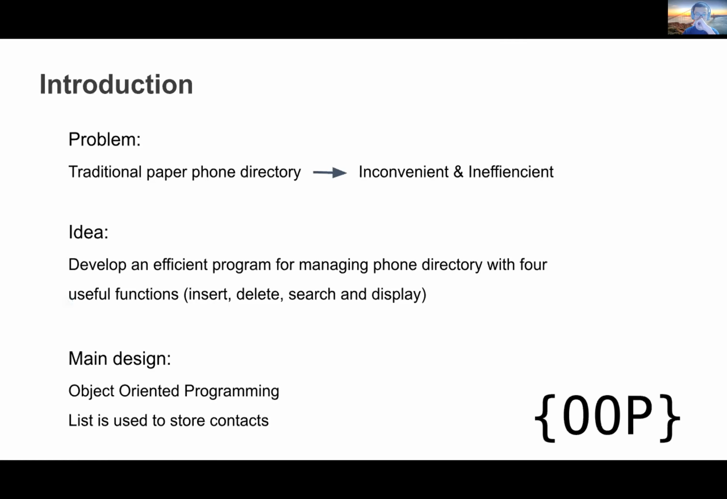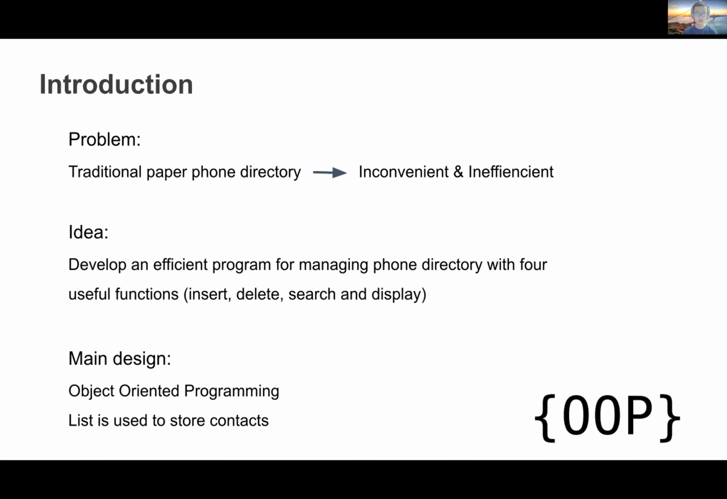There is a problem in the traditional paper phone directory that it is very inconvenient and inefficient for users to use. For example, when people would like to add a new contact, they have to add it at the end of the whole phone book. And when they want to search for a specific record, they may need to go through the whole book, which is very time consuming. And that is where our idea comes from.